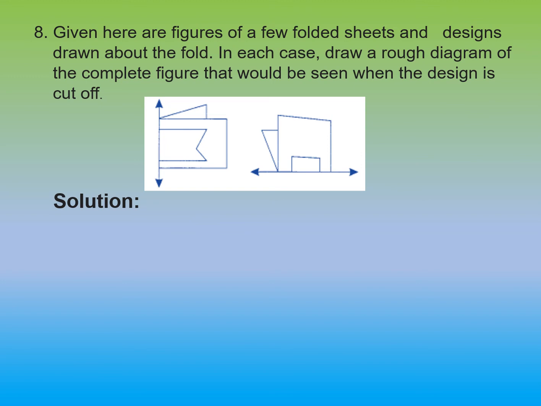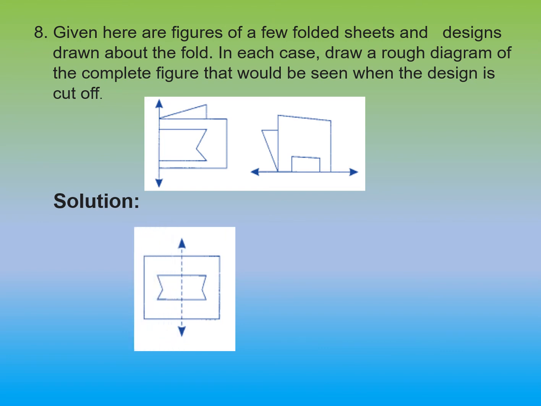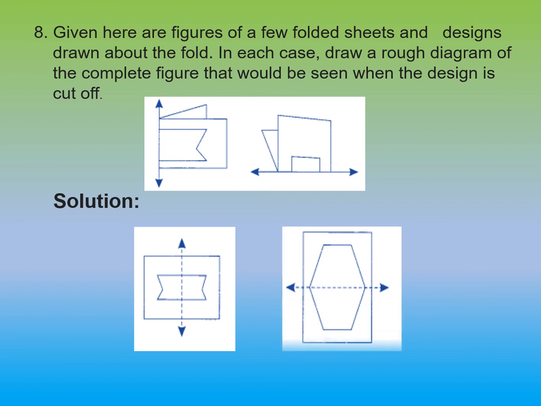Here we have 2 folded sheets, designs drawn about the fold. In each case, draw a rough diagram of the complete figure that would be seen when the design is cut off. So how will the picture look? The first one will look like this, and the second one looks like this.